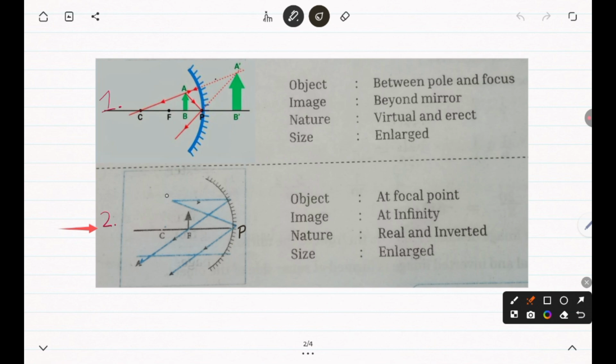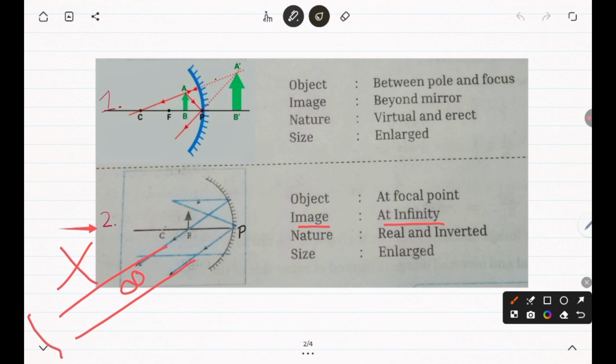The second ray is coming from here and it will touch the pole. It will touch the pole and go back by making the same angle as the incident ray made with the principal axis. Here as you can see guys, both rays are parallel. That means they can never intersect. So the image in this scenario will be formed at infinity, very far from the mirror.